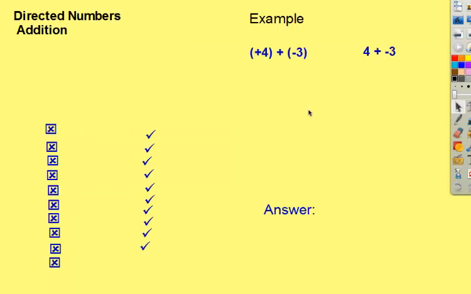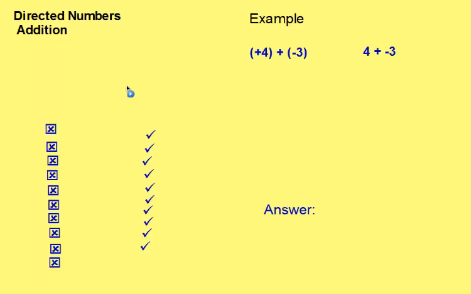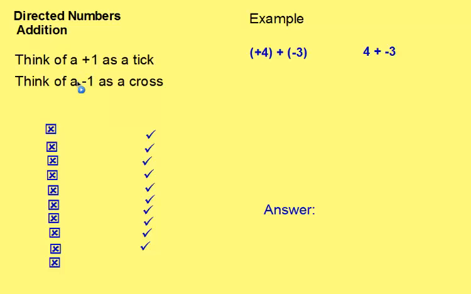So here's a little way. I don't know whether you've shown this way before, but it works like this. What you can do is think of plus 1 as a tick. Think of negative 1 as a cross. And the other little idea to remember is that a tick is going to cancel out a cross, or a positive is going to cancel out a negative.